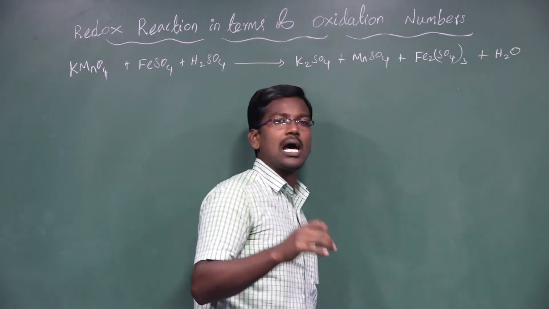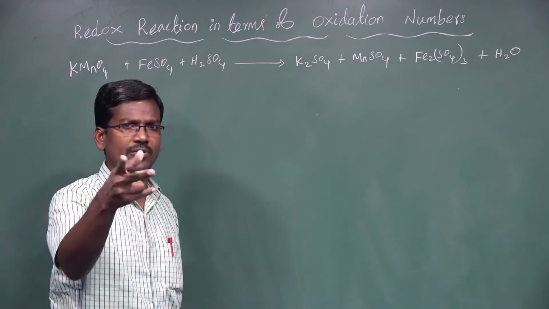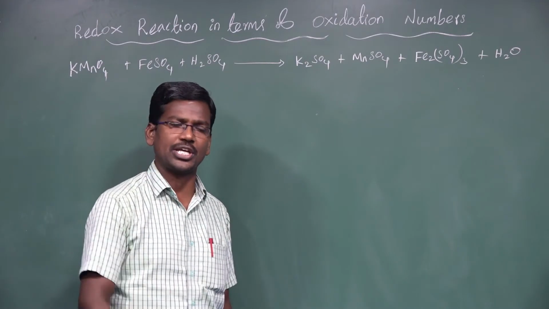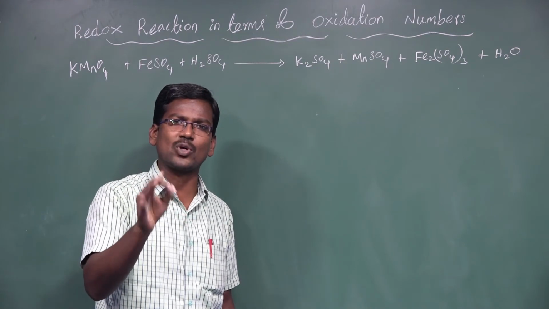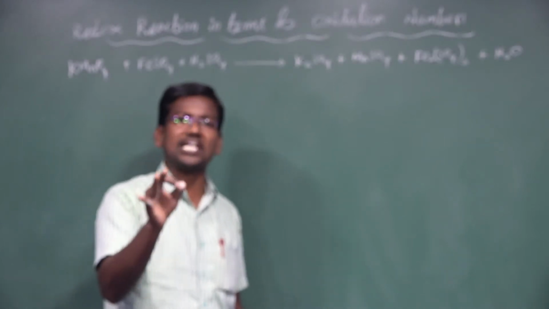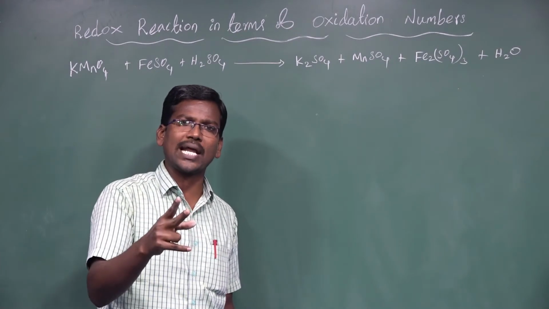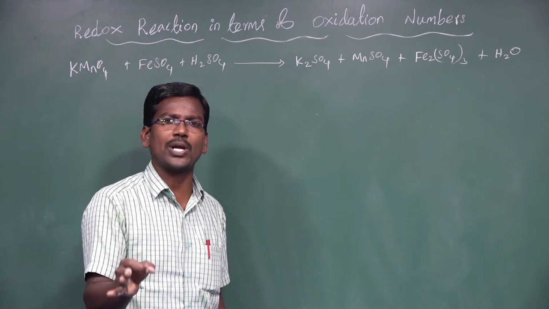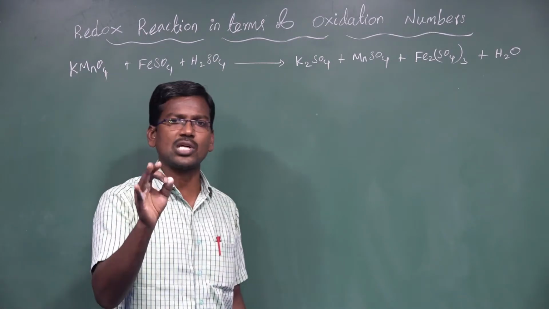This is a non-stoichiometric equation. What is the meaning of non-stoichiometric? Two types of equations are there: stoichiometric equation and non-stoichiometric equation. When the total number of atoms of each element is balanced on both sides of the reaction, it is known as a balanced equation or stoichiometric equation. When the reactant and product sides are unbalanced in terms of atoms and oxidation number, it is known as a non-stoichiometric or unbalanced equation.